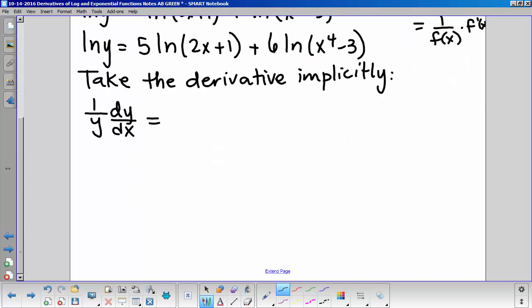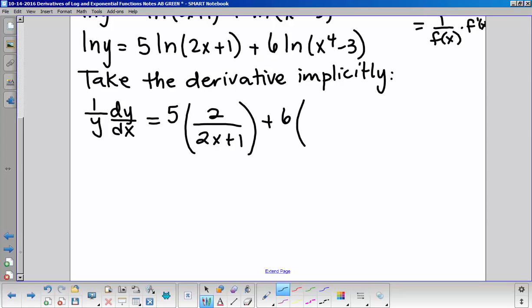Equals. Now, 5 is just a constant. It's going to go along for the ride. And now I have another log function whose derivative is going to be f prime of x over f of x. What is f prime of x? 2 over 2x plus 1. There's nothing easier than that, is there really? Besides the power rule. Plus 6 times 4x cubed over x to the 4th minus 3. f prime of x over f of x.